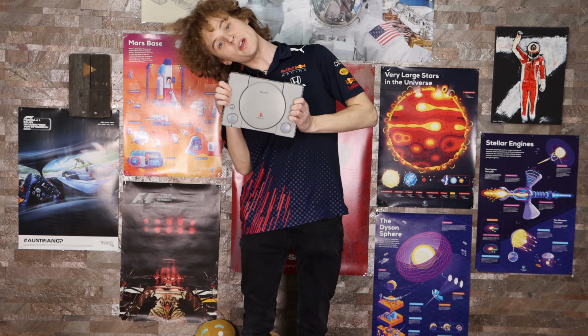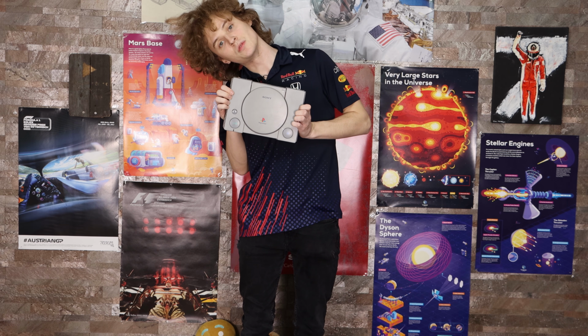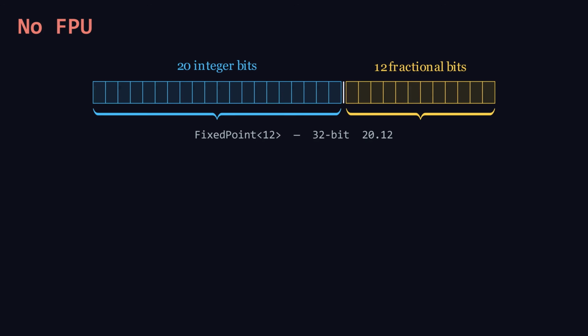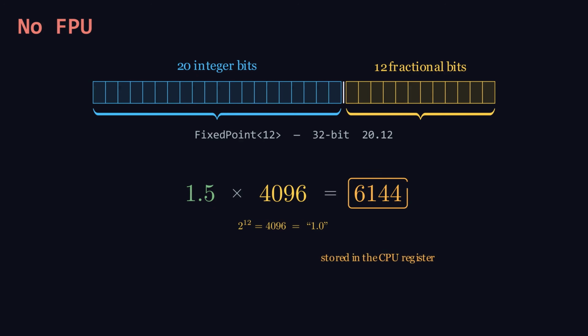It's lesson time. The PlayStation has a 33 MHz CPU. 33 MHz. Your phone's Bluetooth chip is faster than that. This random image from my phone is bigger than the amount of RAM the PSX has. And here's the fun part. There is no floating point unit, no FPU, meaning the CPU cannot do decimal math at all. So you have to use something called fixed point arithmetic, which is basically, you take an integer and you pretend really hard that the last 12 bits are the decimal part. So instead of 1.5, you store 6144, which is 1.5 times 4096.